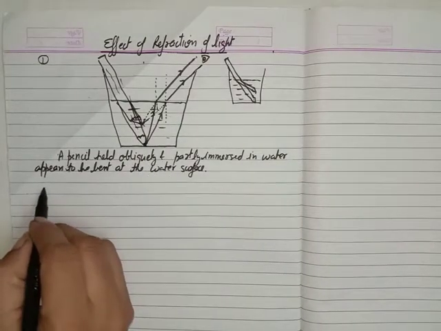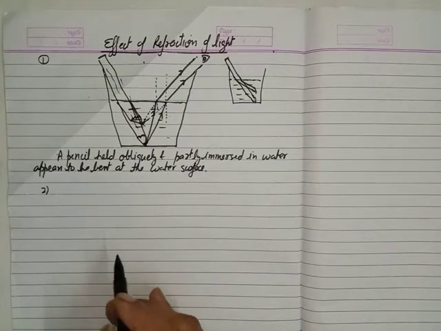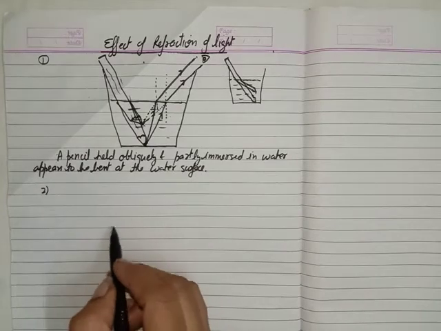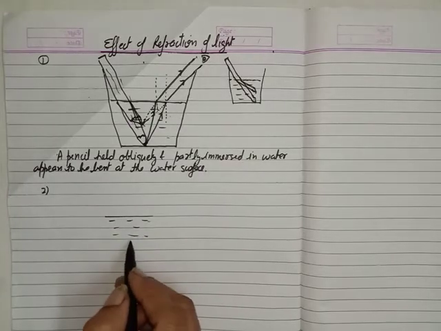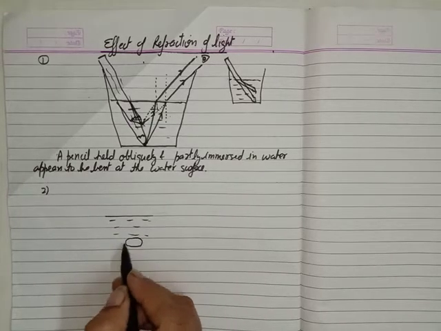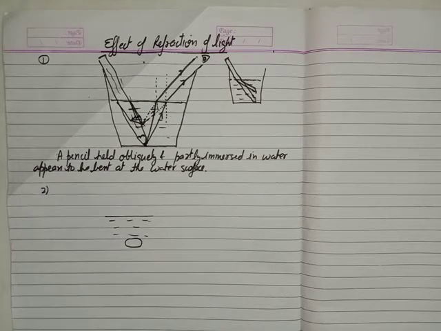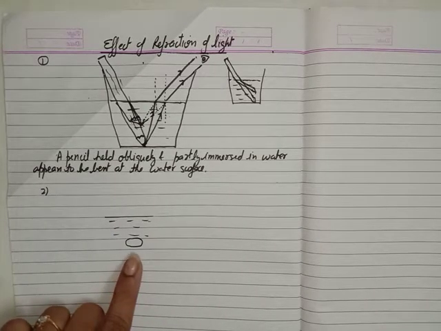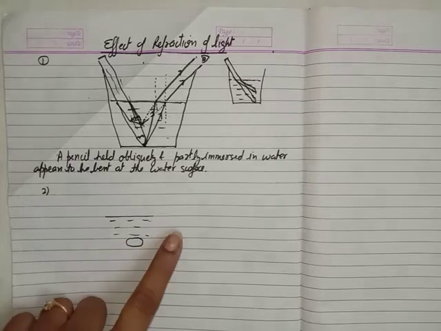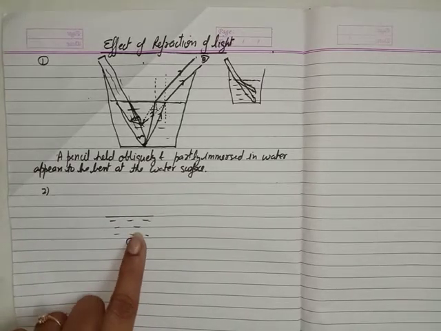Now one more example. This is a water pool. This is a pool of water, and here is a stone. The stone which is kept immersed in water appears to be raised.